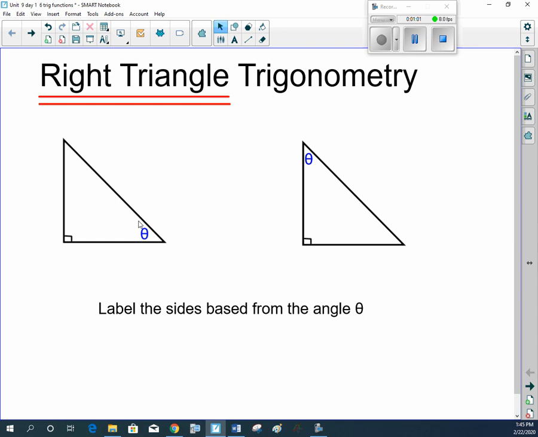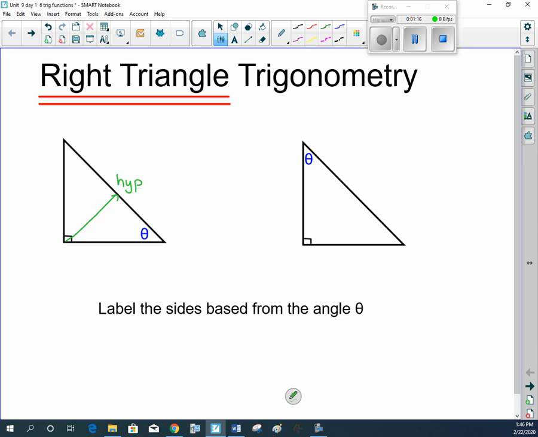Hypotenuse in a right triangle is always the side across from the right angle. So here's my right angle. It's always the longest side in your triangle. 90 degrees is the biggest angle, so it has to be across from the longest side. That's always called your hypotenuse.